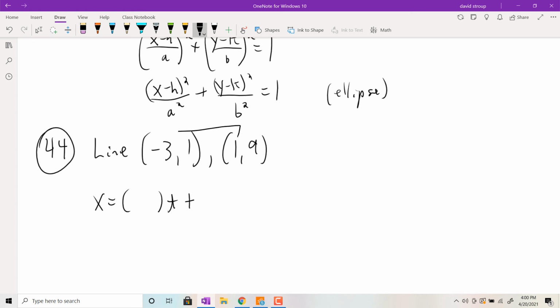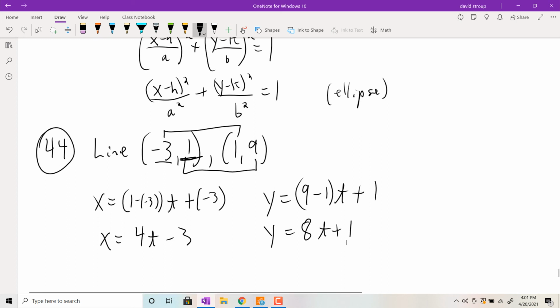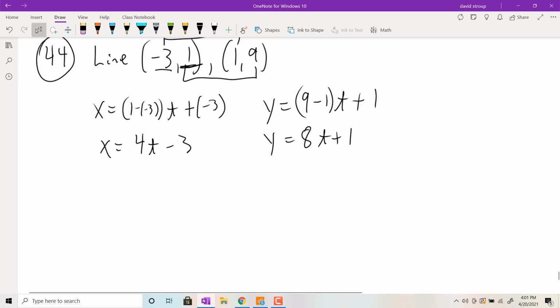So in that case, it will be 1 minus -3, and then you put in -3 plus -3. For the y equation, it's the y slope, 9 minus 1, and then plus your starting place, 1. So you see when you plug in 0 for t, you'll get -3, 1. So you'll start at -3, 1. Okay, let's simplify it a bit. So you should know how to do that.